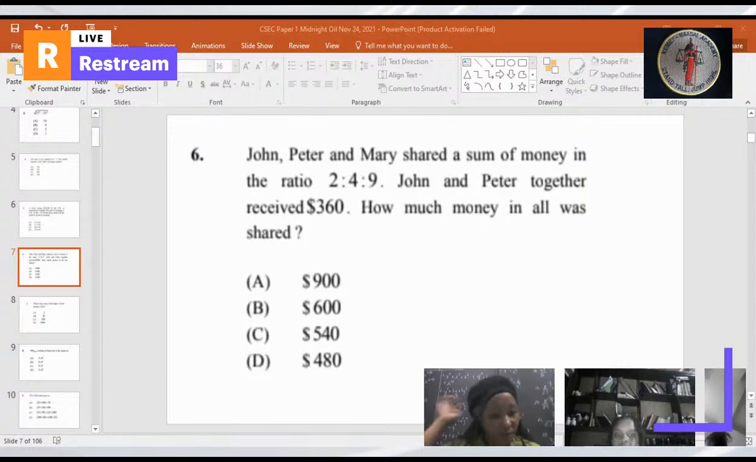So we work out the unit value by combining the ratios for John and Peter, which is the 2 and the 4, and dividing it into the amount that John and Peter get, which is the 360. So 360 divided by 6 gives $60. That's the unit value of the ratio. So everybody now would be the 2 plus 4 plus 9 is 15 times 60.